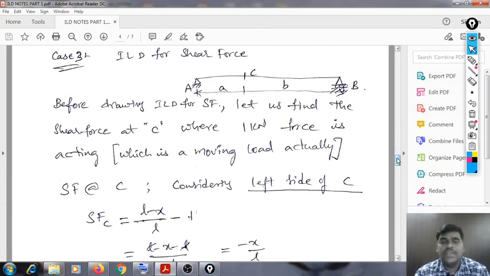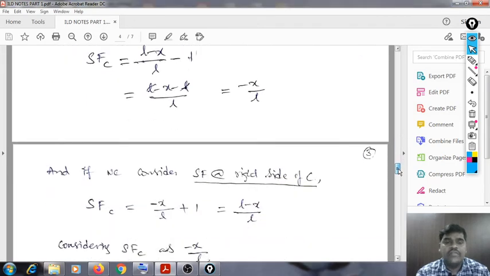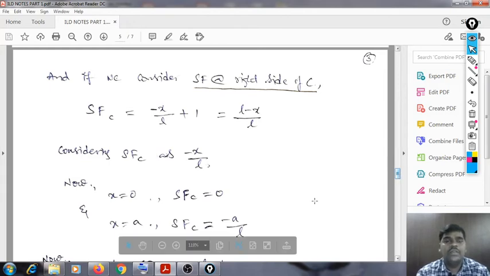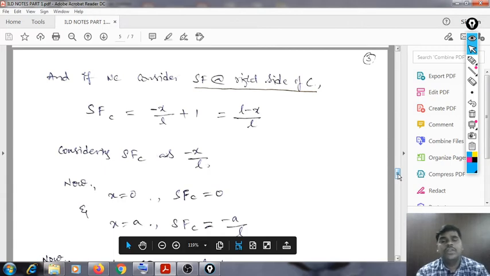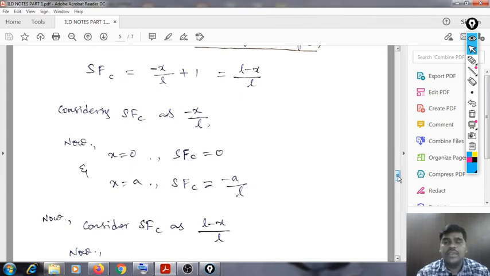So shear force at C, considering the left side of C, is minus x by L. This is a very basic thing, a very small thing. Shear force at C, you can find easily, right? In the same manner, shear force at C from the right side will be minus x by L. So at x equal to 0, shear force at C will be 0, and at x equal to A, shear force at C will be minus A by L.